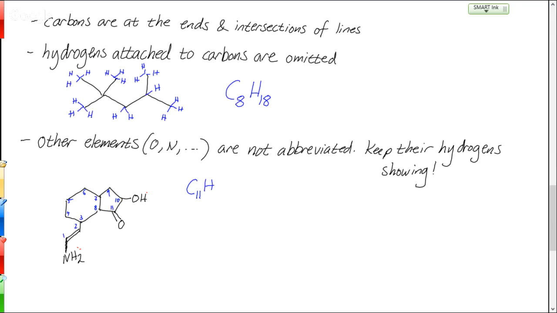So carbon 1 has 3 bonds showing. So that means there's going to be 1 hydrogen there. Carbon 2 has 3 showing, 1 hydrogen. Carbon 3 has 3 showing, 1 hydrogen. Carbon 4 has 2 bonds, so that needs 2 hydrogens. 2 here, 2 here, 1, 1, 2, and 1. I think that covers all of them. So let's count it out. 1, 2, 3, 4, 5, 6, 7, 8, 9, 10, 11, 12, 13, 14, 15, 16, 17.